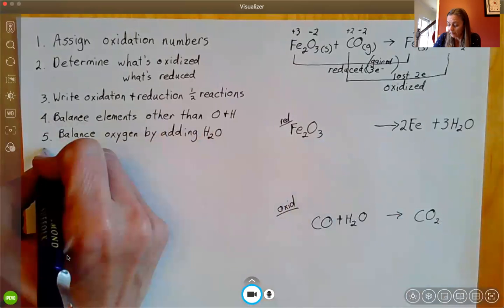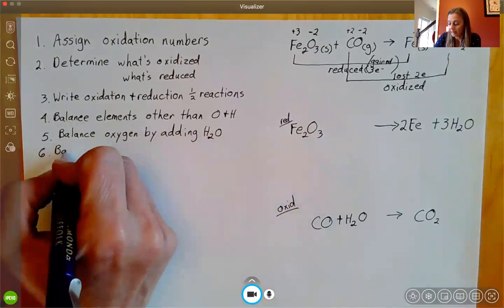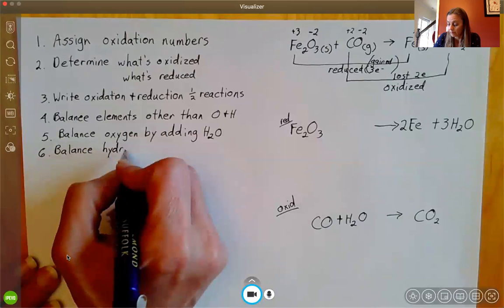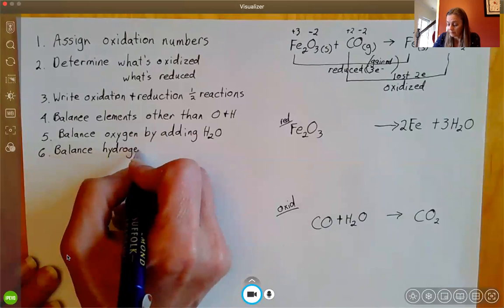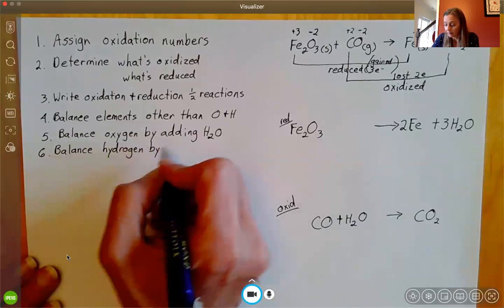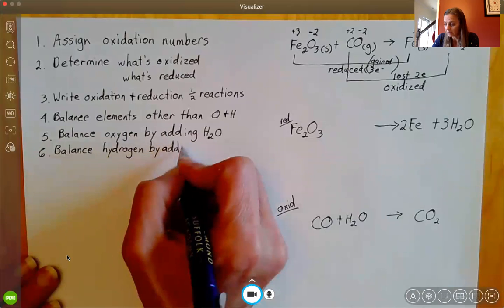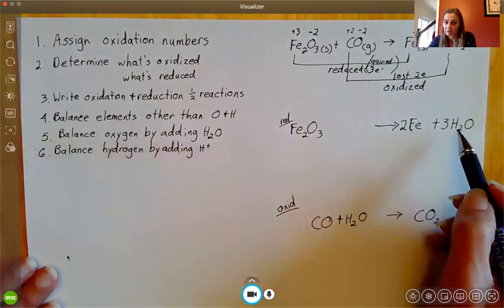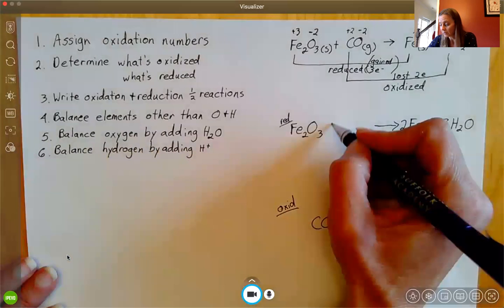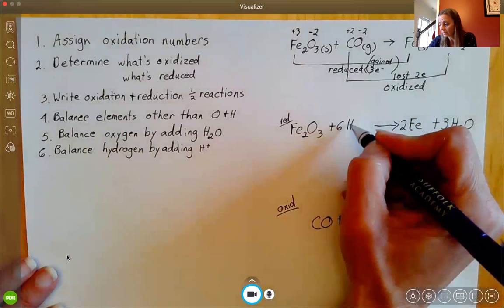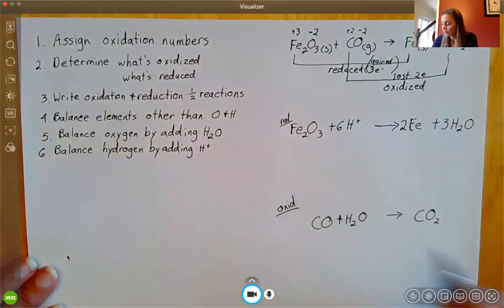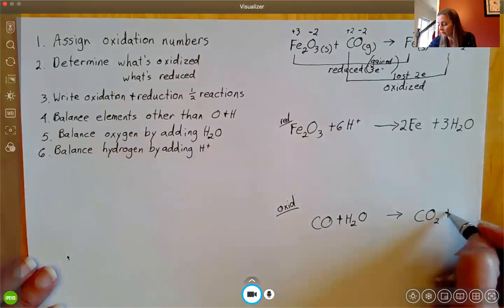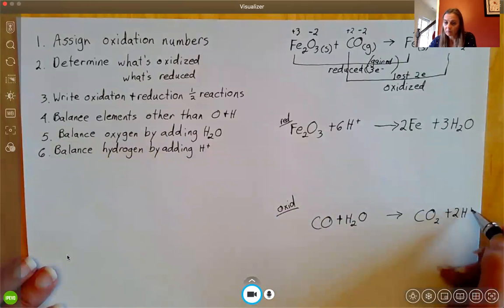Now we're going to balance hydrogen by adding hydrogen ions. This is why we say this is happening in acidic solution, because that means that there are hydrogen ions available. So on this side, I have 6 hydrogens. Here I have none. So I'm going to go ahead and add 6 hydrogen ions to this side. And here I have 2 hydrogens on the reactant side and none on the product side. So I'm going to add 2 hydrogen ions to the product side.